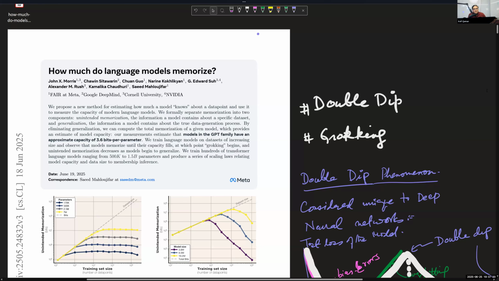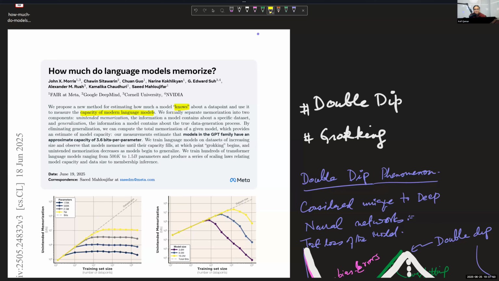It says, we propose a new method for estimating how much a model knows about a data point and use it to measure the capacity of modern language models. Right? They don't use the word large language models, but pretty much it's LLMs that they are talking about because they are all GPT derived. Now, capacity to know is what they're saying.